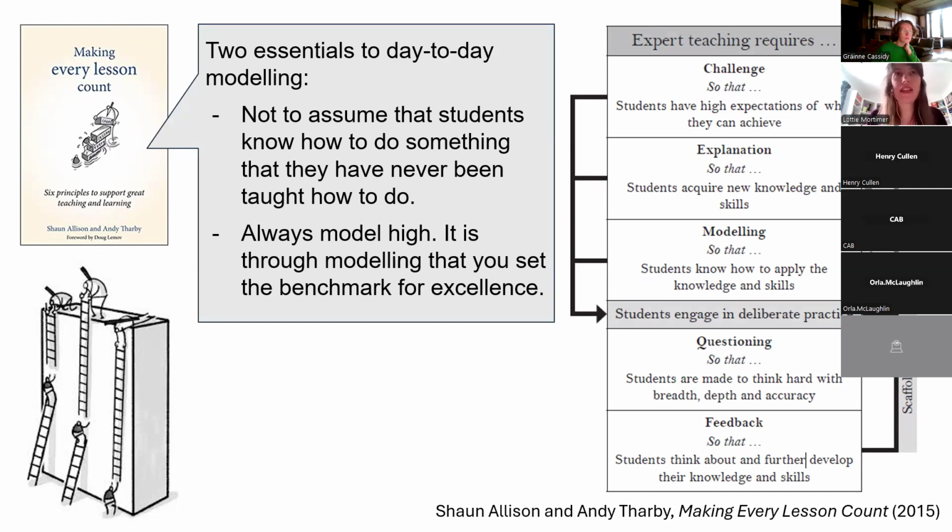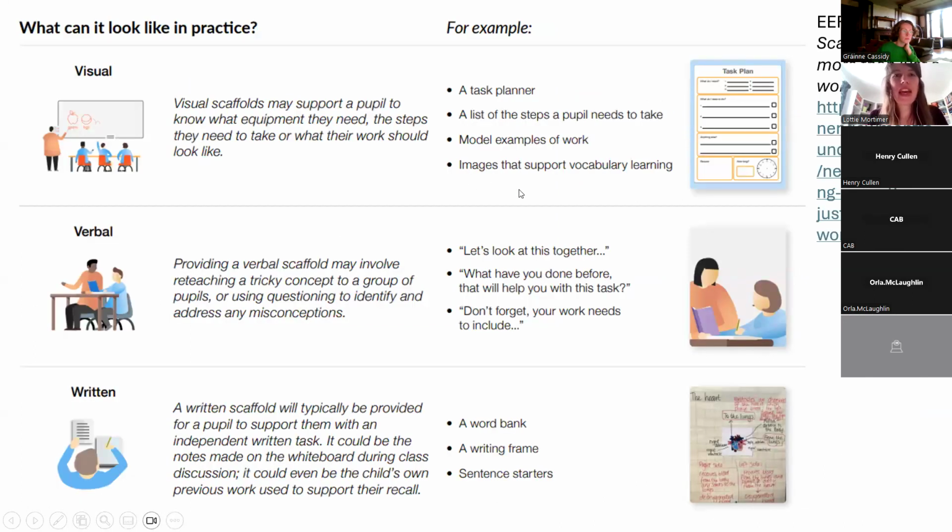But you might be looking at this thinking, oh my goodness, that's really difficult. You're talking about modeling and scaffolding. Isn't that going to create lots of work for me? Well, you're probably already doing it anyway. So the EEF, in one of their guides, produced a little one page on scaffolding. And some of them are really simple: visual, verbal, and written.